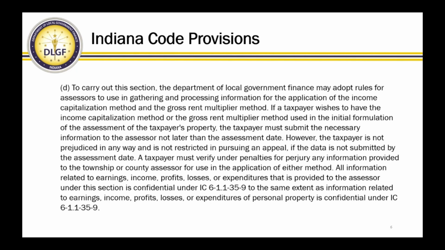Certainly, we'd hope they would get the information in as soon as possible, but sometimes it doesn't happen, and that's the way it goes sometimes. Even if the taxpayer does not submit their income and expense information, they still can pursue an appeal if they so decide. The information is confidential, so if you do receive income and expense information, you must treat that as confidential, and that includes information for earnings, income, profits, losses, or expenditures of personal property.